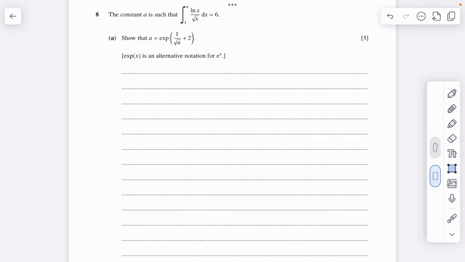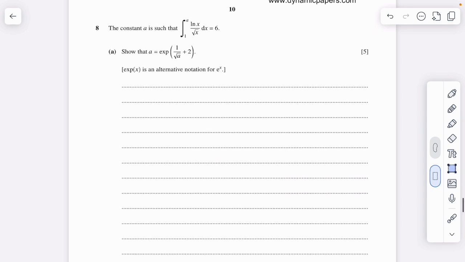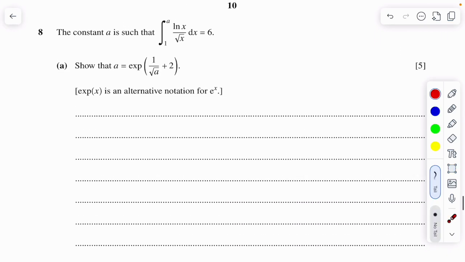Now for number 8, we've got the following question. The constant a is such that the integral of ln x over root x dx between 1 and a is equal to 6. It wants us to show that a is equal to e to the power of 1 over root a plus 2.